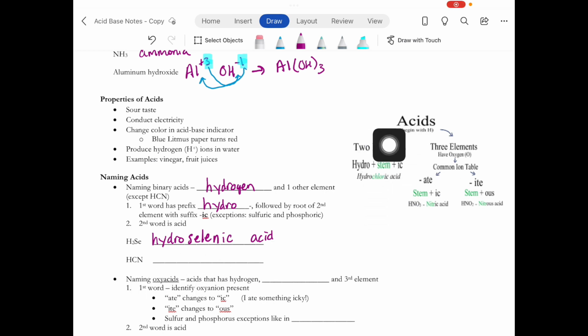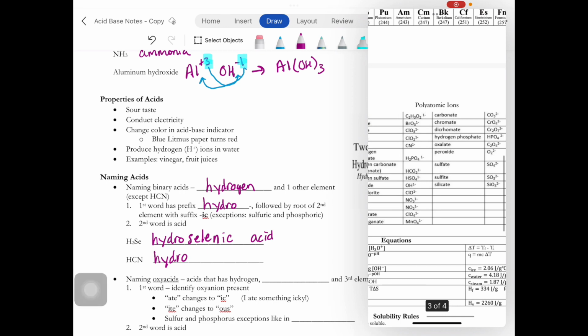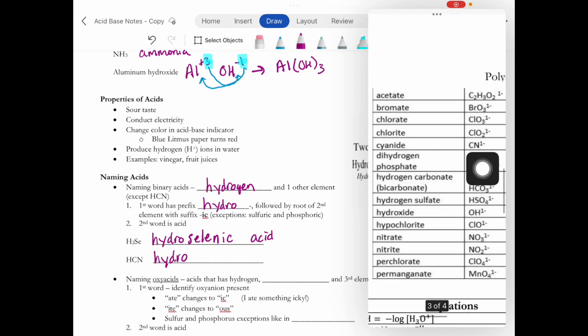Now let's talk about HCN. HCN is going to follow the 2-element one because the 3-element acids need to include the oxygen. So 2 elements this way. We start with the hydro, and then we need to find where CN is. That one's on the back of the periodic table because it's a polyatomic ion. And CN is right there. That's cyanide. So we're going to keep the CYAN, get rid of the ending and change that to IC. So hydrocyanic acid.